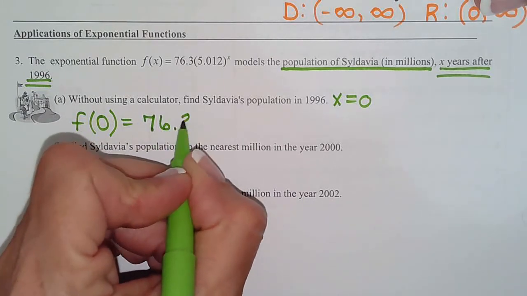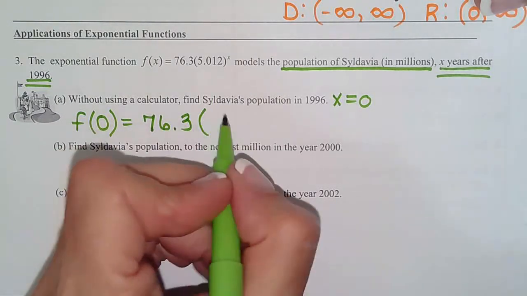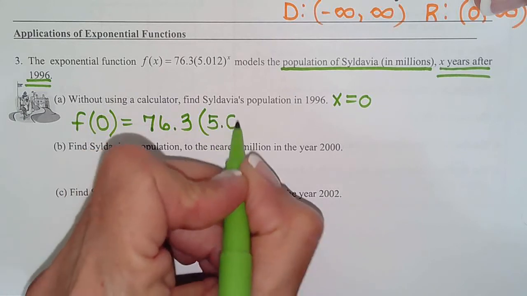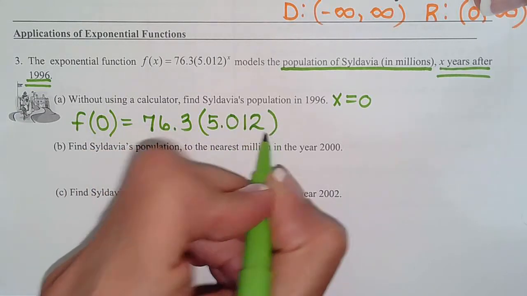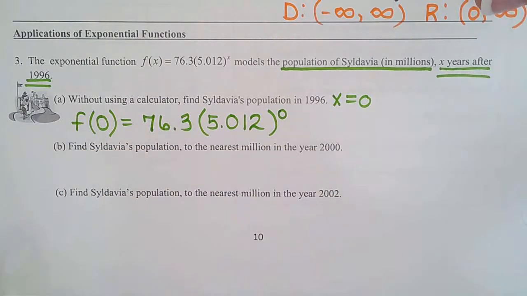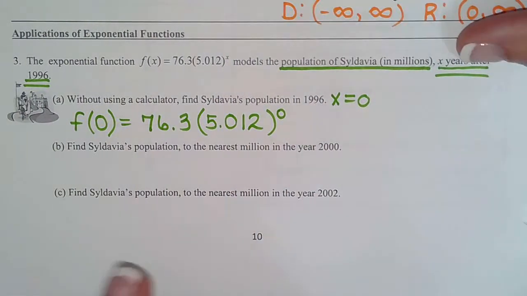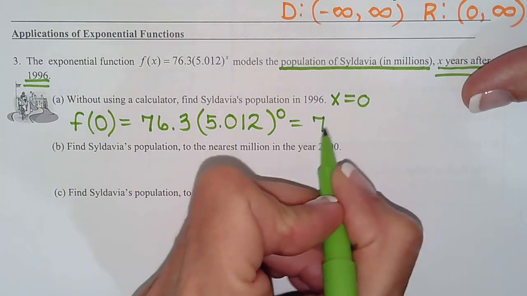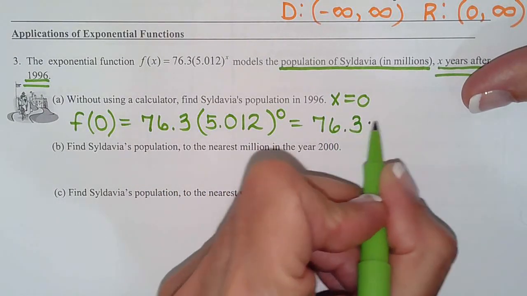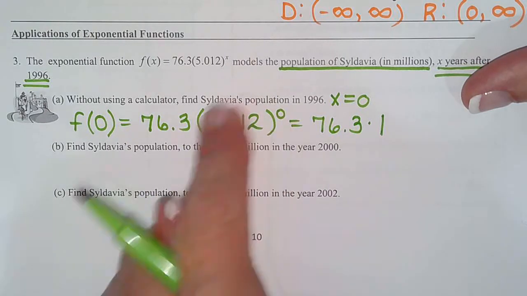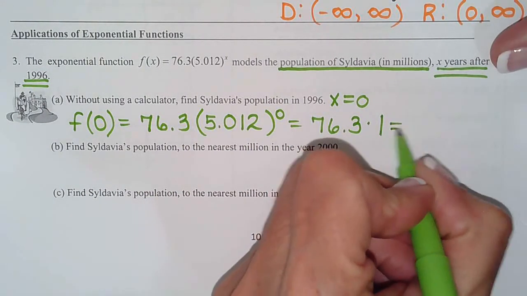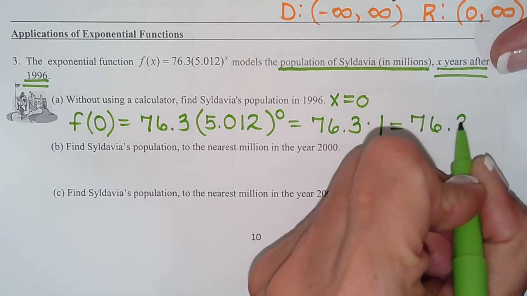76.3, parentheses 5.012 to the 0th power. And you may be thinking, oh my gosh, I can't do this, these are too big numbers. Not really, because anything to the 0th is 1. So this is really 76.3 times 1, because all of this turns to 1, as we learned in chapter 4, which is 76.3.